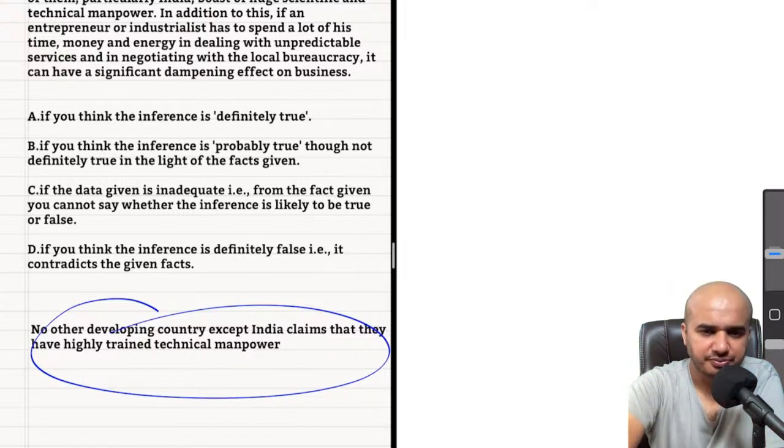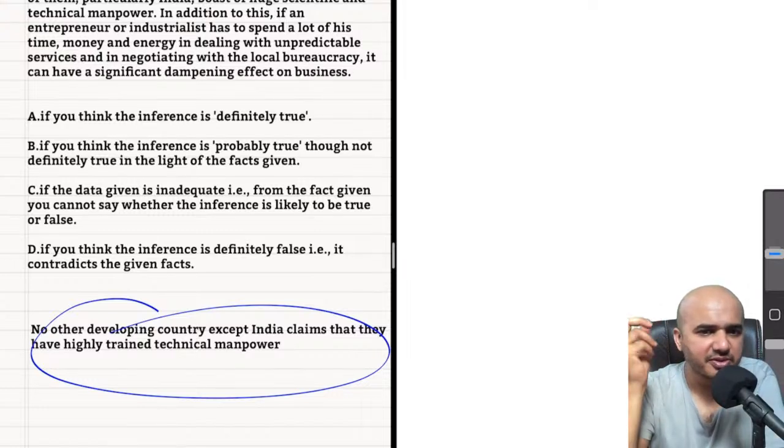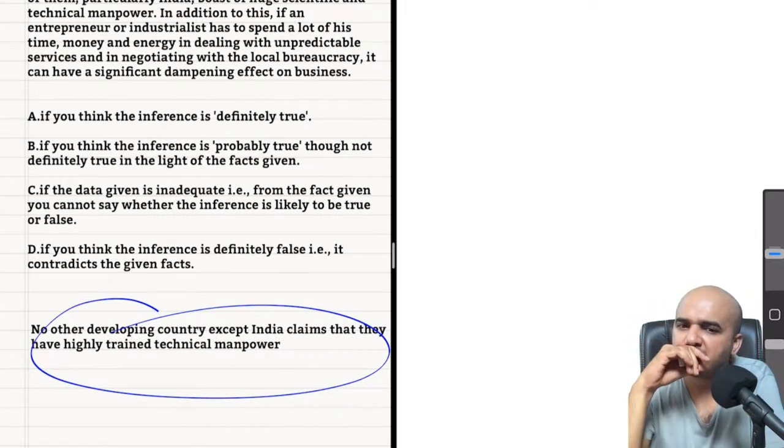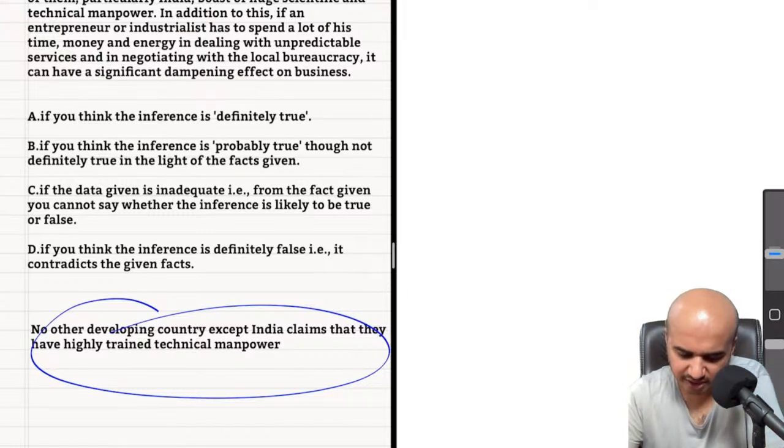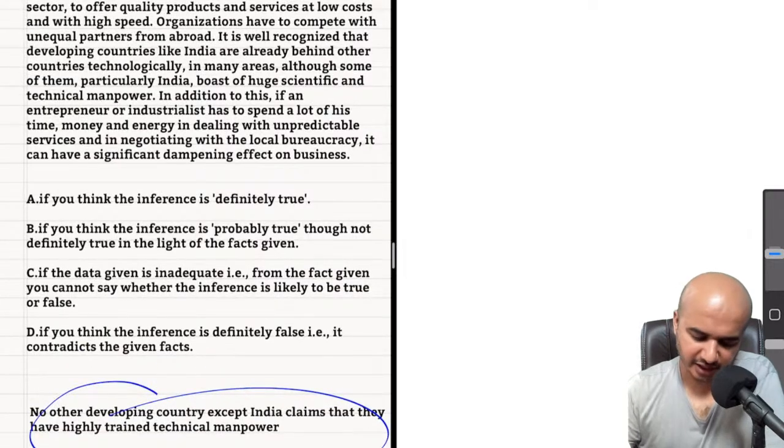I don't think so. How can we say that no developing country except India claims that they have highly trained technical manpower? From the statement, we can only say this is definitely false, because if you look at it, very clearly somewhere they have mentioned, in many areas, okay, let's read from here.